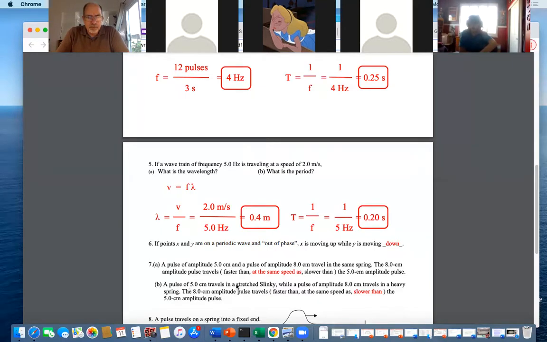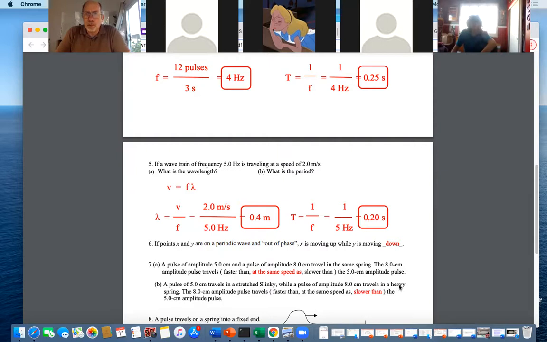A pulse of 5 centimeters travels in a stretched slinky, while a pulse of 8 centimeters amplitude travels in a heavy spring. We can ignore the amplitudes because we know that doesn't have any effect. So does the stretched slinky have a different speed than the heavy spring? And the answer to that is yes. The 8 centimeter pulse, which is in the heavy spring, is harder to move.